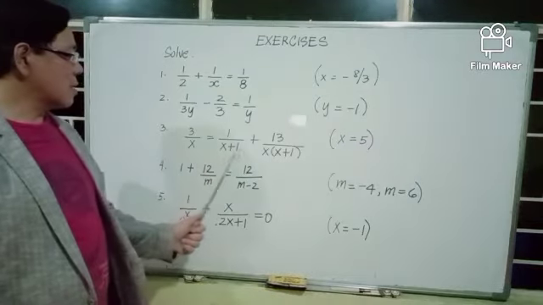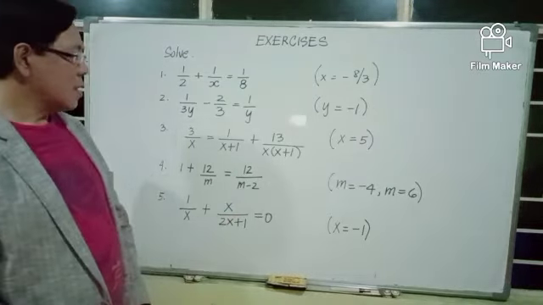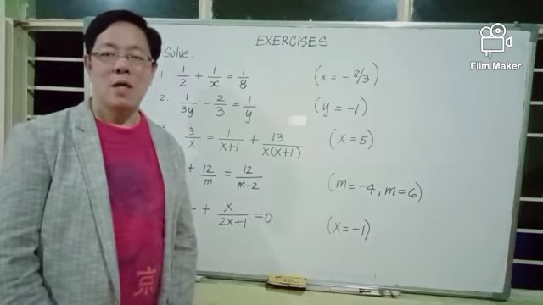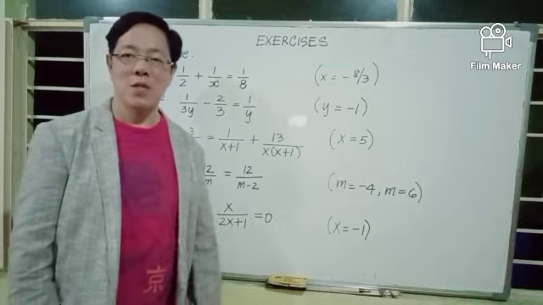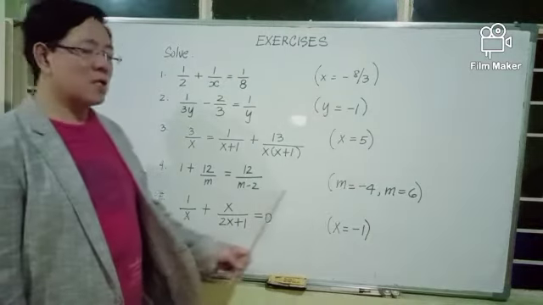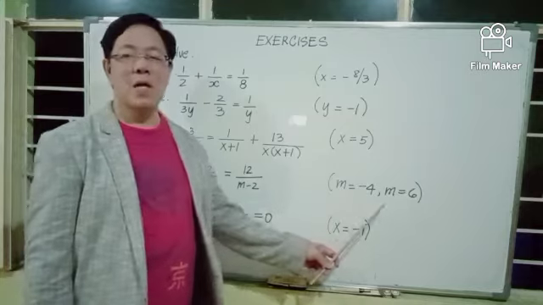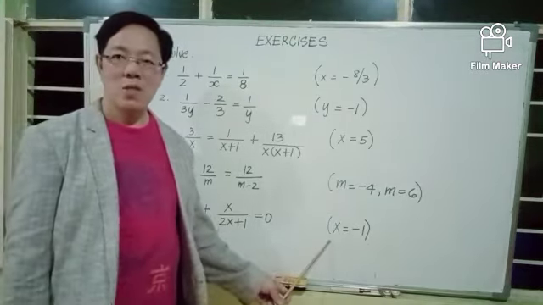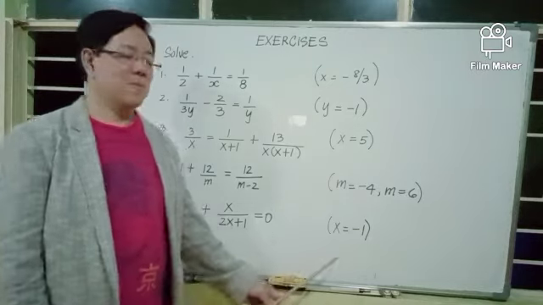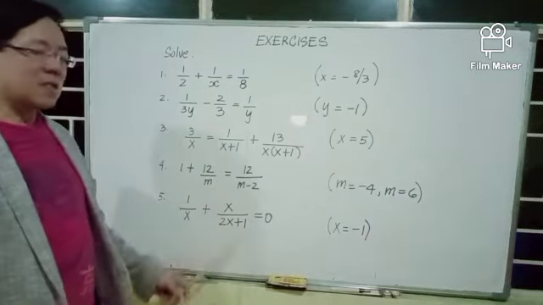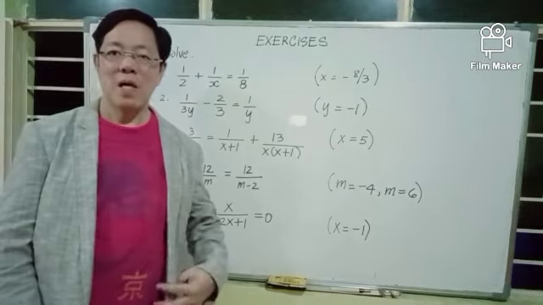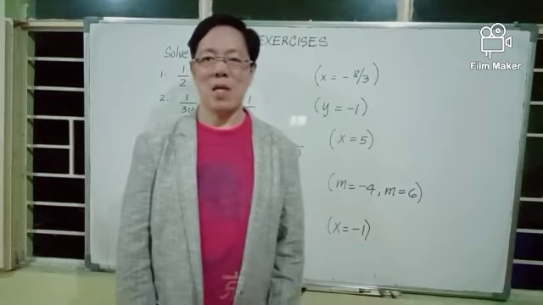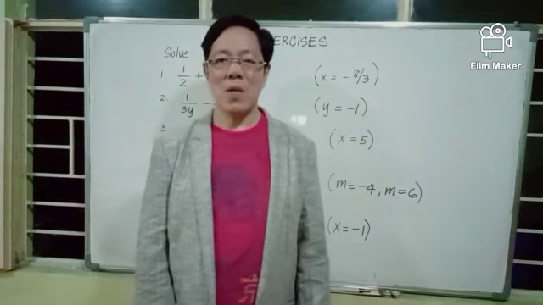Now, this number 3, you check if it has two solutions and if one of them is an extraneous solution. For number 4, the solutions are m equals negative 4 and m equals 6. And for number 5, there is only one solution, x equals negative 1. Again, for each of these rational equations, multiply first the left-hand side and the right-hand side by the lowest common denominator. And that completes our lesson for today.